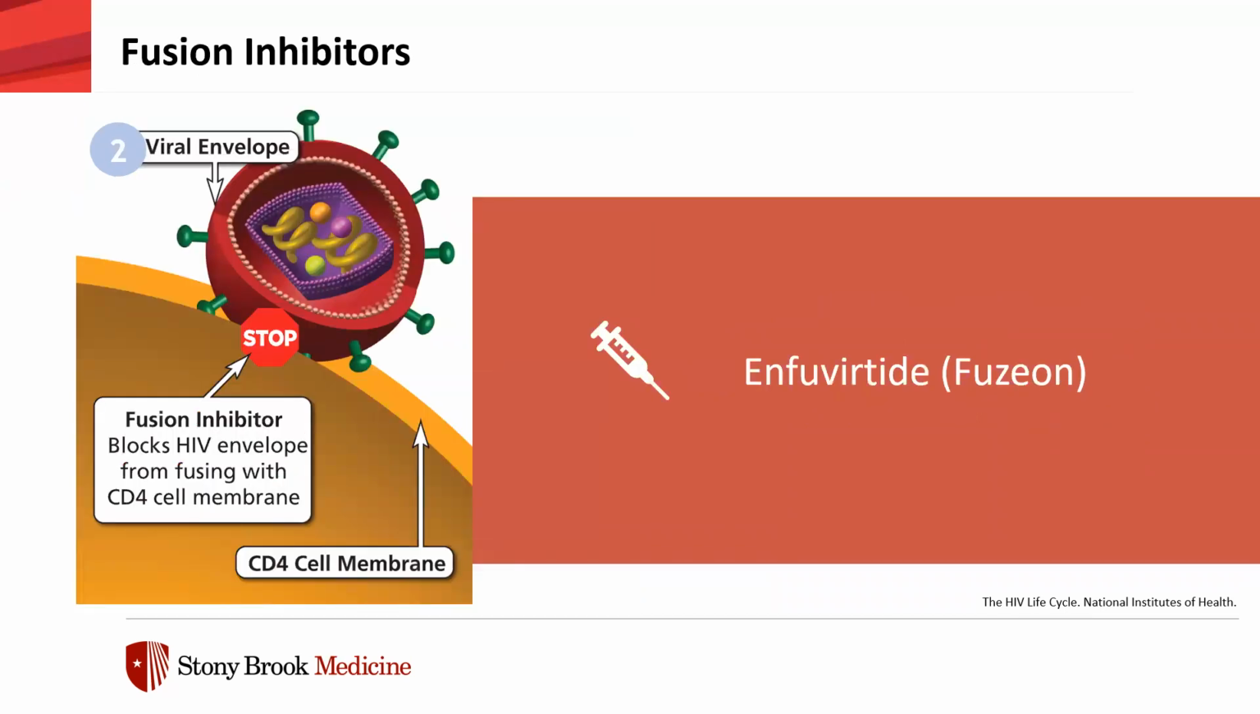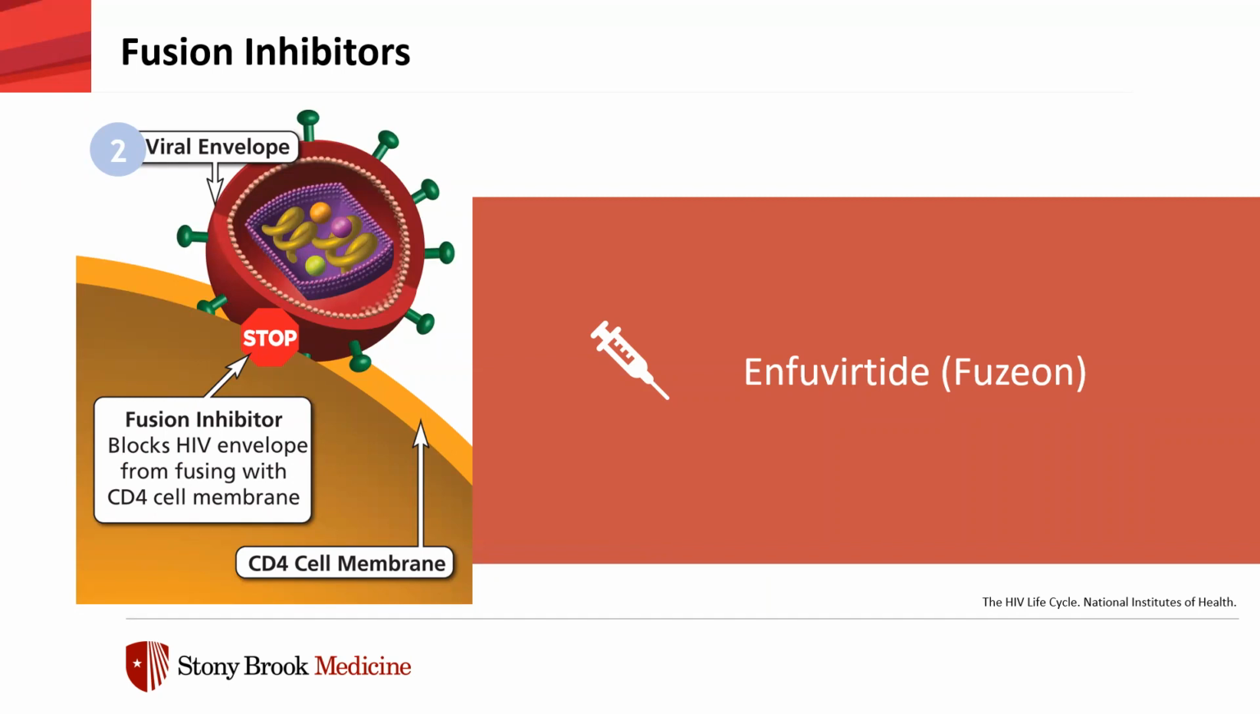Once that virus has bound with the CD4 cell, the HIV envelope and CD4 cell membrane will fuse together, allowing the virus to release its genetic material, or its RNA and enzymes, into the CD4 cell. The anti-retroviral, or ARV, against this stage is sold under the brand name Fuzeon.